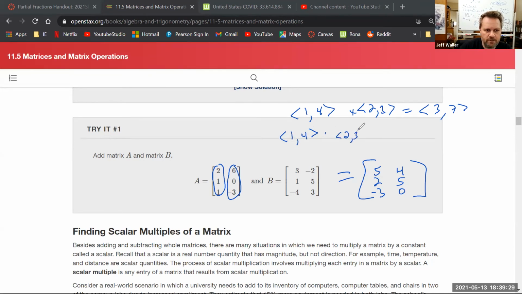Let's see who remembers. Dot product. Dot product, go! Let me remind you one thing: the answer should be a number, not a vector. Does anyone remember? It's around 20. 1 times 2 is 2, plus 4 times 3 is 12.